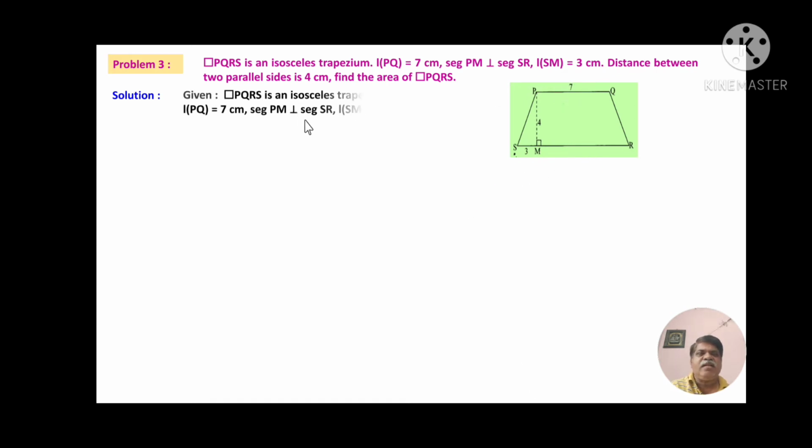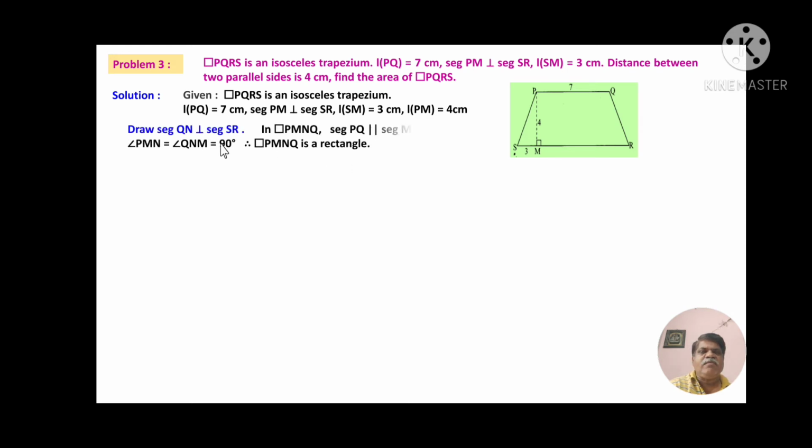Friends, it is given that quadrilateral PQRS is an isosceles trapezium. PQ is 7 cm. PM is perpendicular to SR. SM is 3 cm and PM is 4 cm. Now, draw the segment QN perpendicular to segment SR. This is the construction. PQ is parallel to MN.